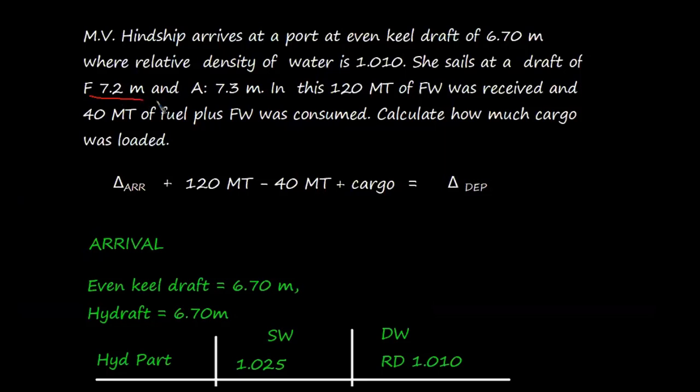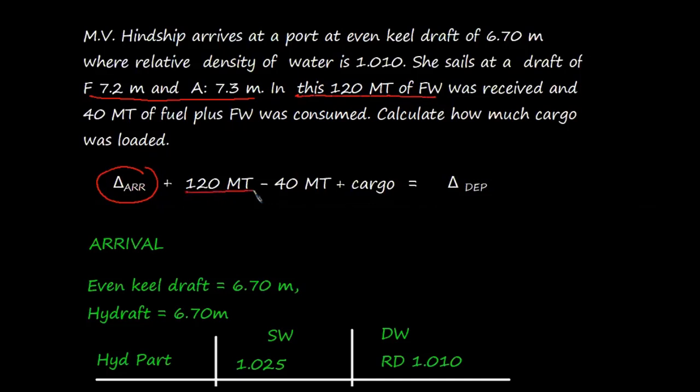Now we are not even keel after sailing. There is a trend. In this port, 120 metric ton of fresh water was received and 40 metric ton of fuel plus fresh water was consumed. Calculate how much cargo was loaded. 20 minutes. So suppose there was an arrival displacement. The ship arrived, there must be some displacement, right? And after that, what operation did we do? We loaded some fresh water.